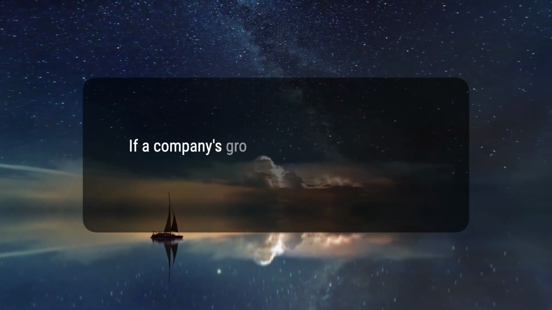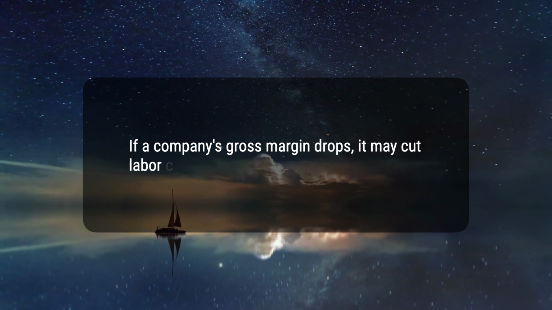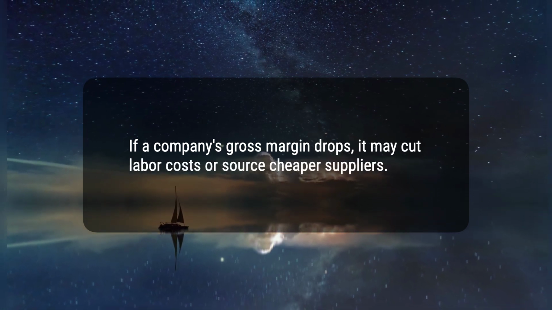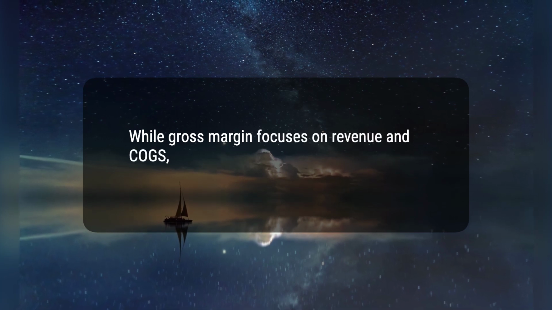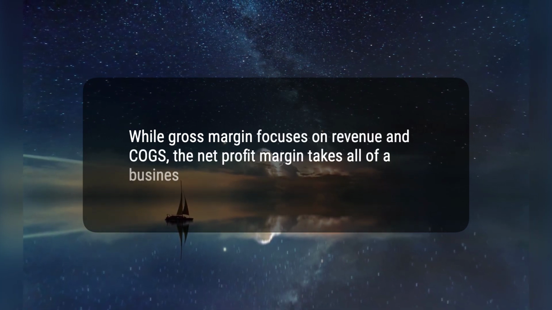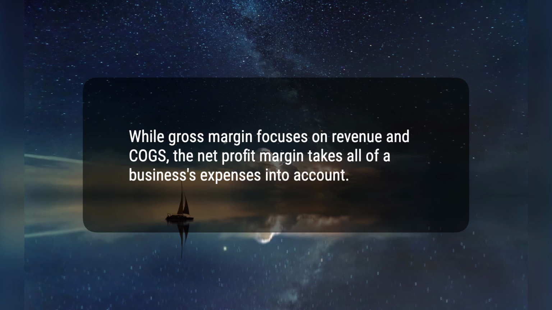4. If a company's gross margin drops, it may cut labor costs or source cheaper suppliers. 5. While gross margin focuses on revenue and COGS, the net profit margin takes all of a business's expenses into account. Hope this would help.